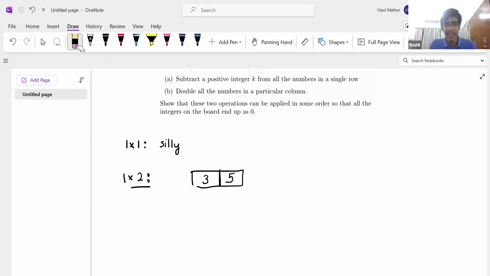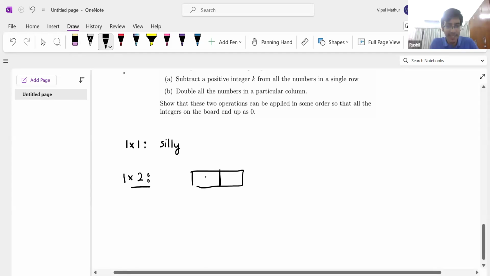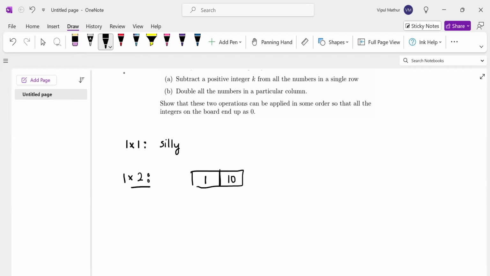Interesting idea. So let's actually take the case. Can we solve this problem if there was 1 and 10? How do we work with this now? I don't think we can. We can just double the 1, and then subtract 1 and repeat that again.